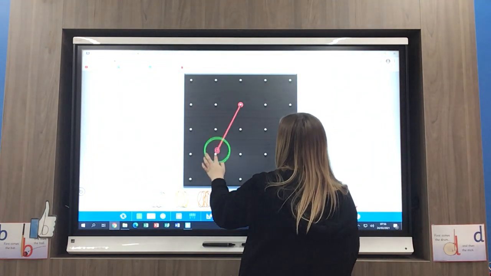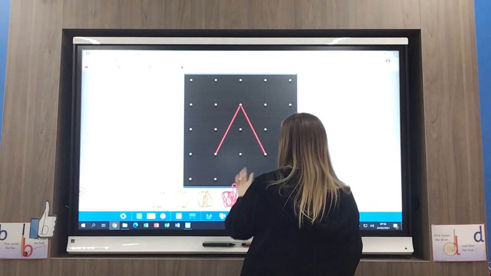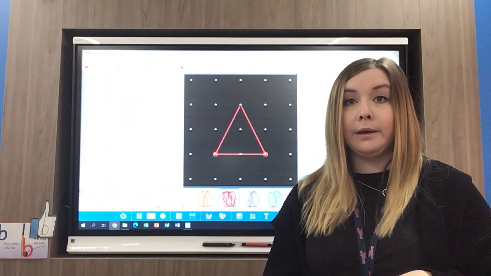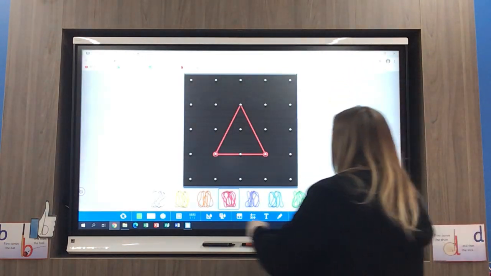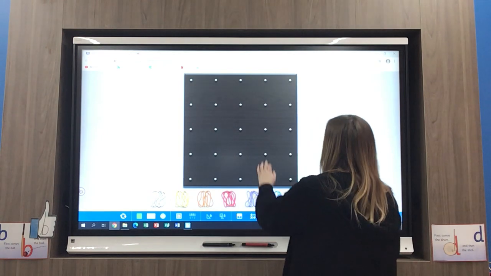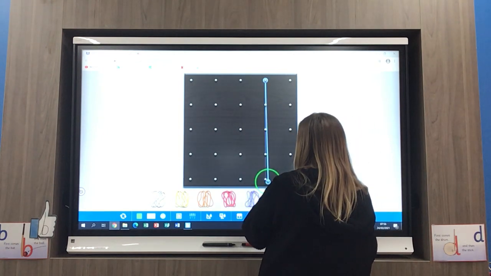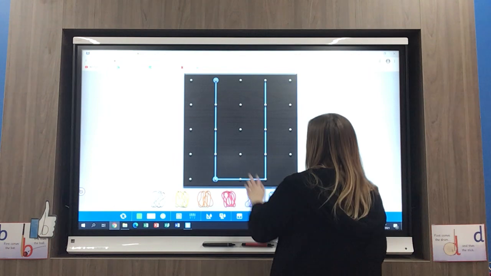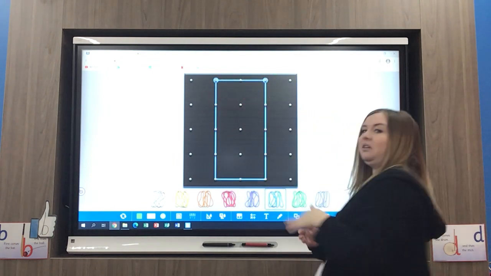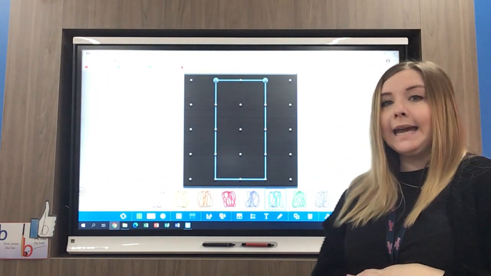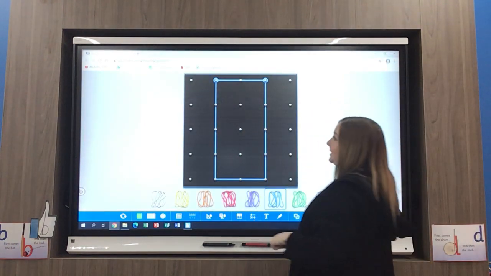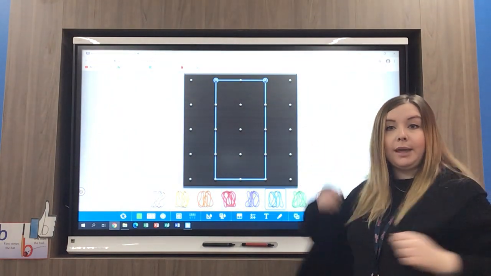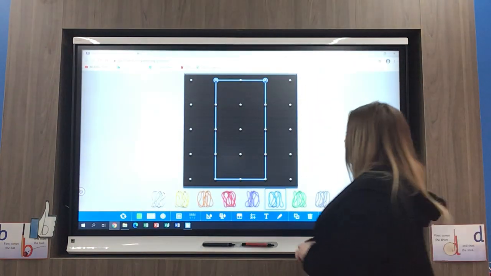Next one then, let's have a go. What would we call that shape then? That's a three-sided shape, can we remember? Okay, so that one's a triangle, isn't it? Well done. Getting really good at our 2D shapes, Year 4. Okay, what about this one then? What 2D shape is that? So it's got four sides, it's got two short sides, and it's got two long sides. What shape is that? Okay, so that one's a rectangle. Brilliant.